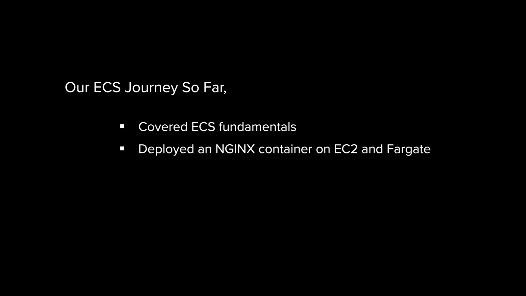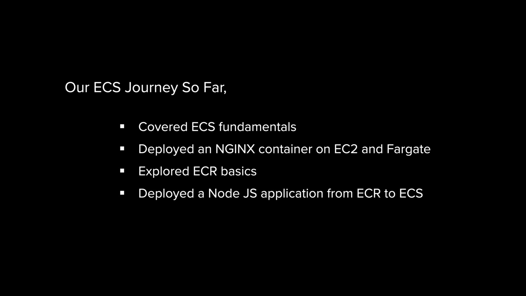Let's quickly recap our ECS journey so far. We started with the basics of Amazon ECS, understanding what it is, and why it's such a powerful tool for running containers. Then, we deployed an Nginx container, first on EC2, and then on Fargate, giving us hands-on experience with both launch types. Next, we explored Amazon ECR, AWS's managed container registry, and saw how it helps us store and manage Docker images. And finally, we brought everything together by taking a Dockerized Node.js application, pushing it into ECR, and deploying it straight into ECS.